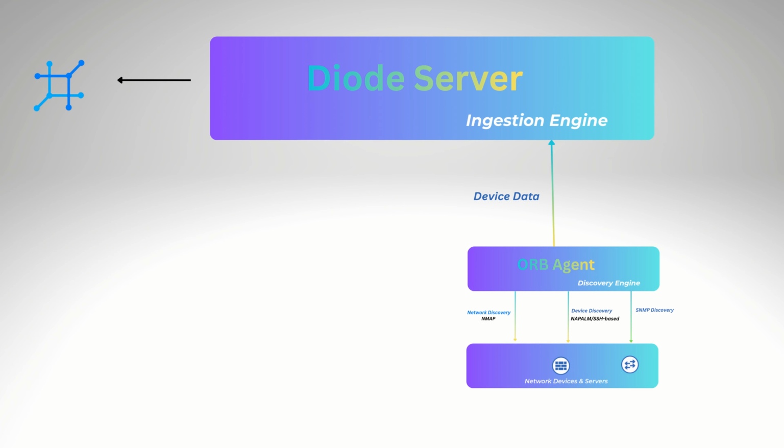So how does it work? First, it receives the data from the ORB agent. This happens over the gRPC protocol. And the ORB agent packages up all the discovered device information and sends it to the DIODE server on port 5000.